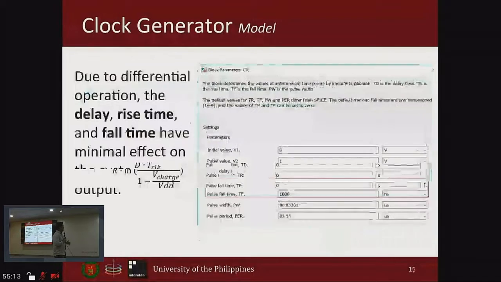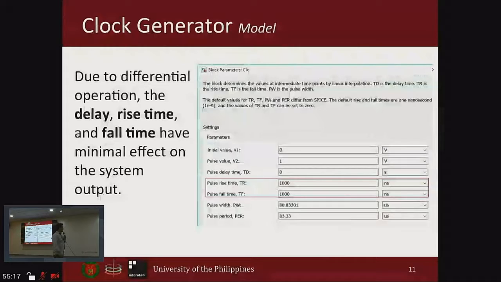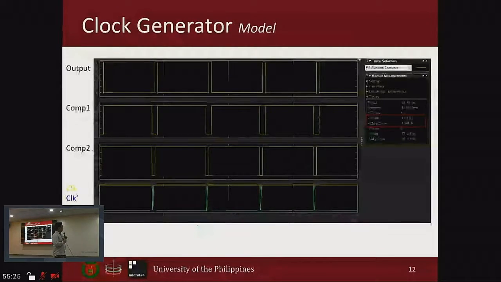So we also looked at the different rise times and fall times in this particular model. And because of the differential operation, the delay, rise time, and fall time have minimal effect on the system output. So this is a sample of the clock generator. So the clock is shown below. What you can see here is that the duty cycle is very, very big, higher than 90%. And then those would be the outputs of the two comparators, and then the output as shown here.